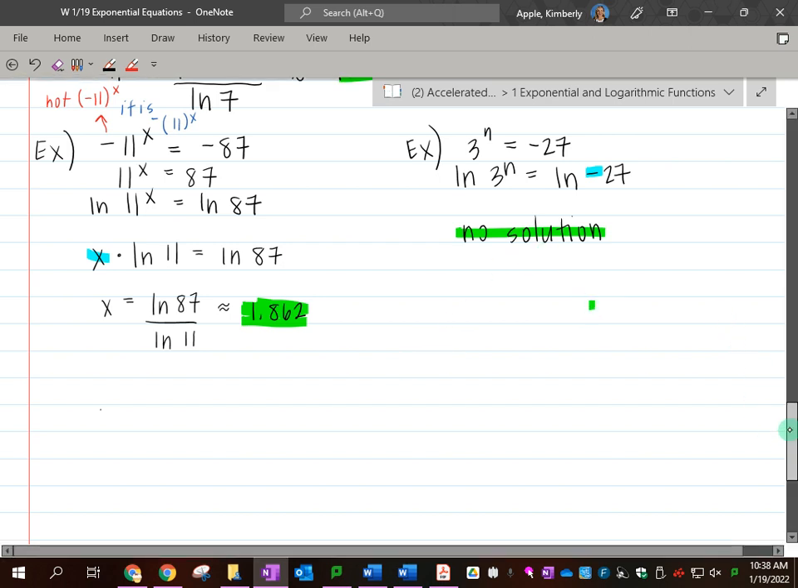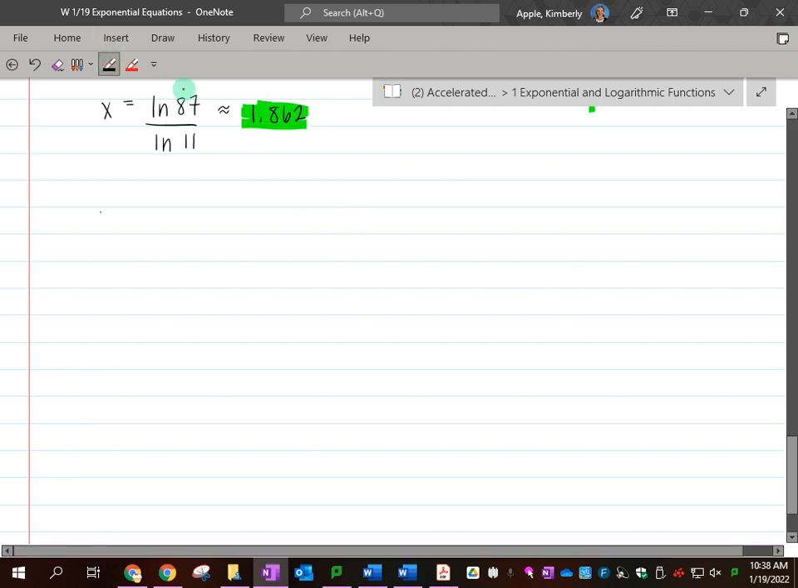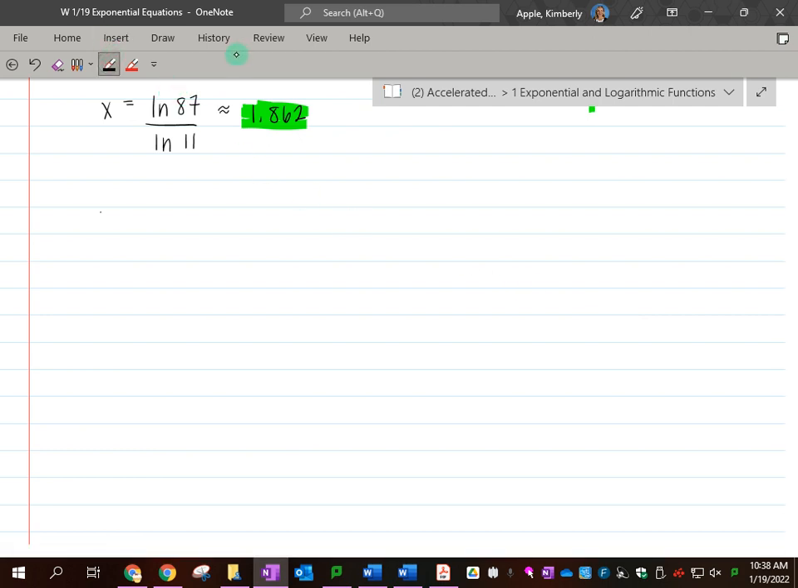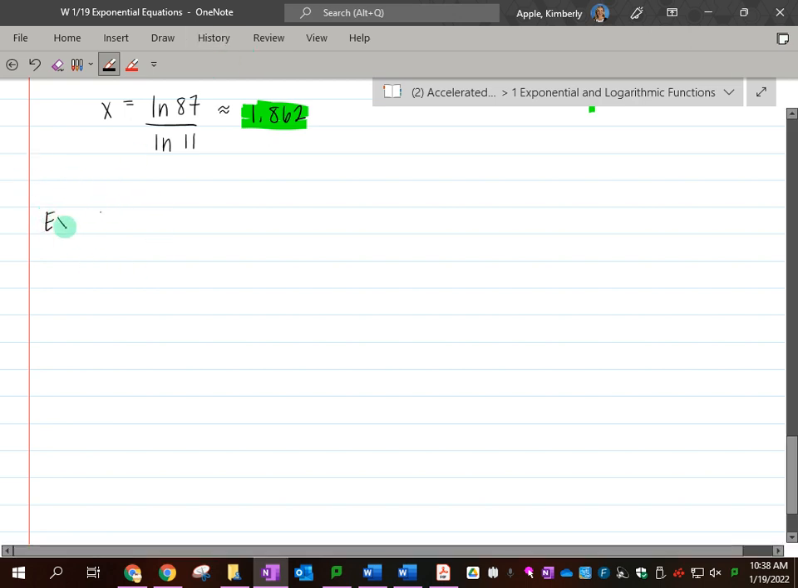All right, that's that one. Let's do another different case. Let's do this one. -7 times 20 to the a power equals -51. I cannot take the ln yet because the exponential is not by itself. It's got something hanging out here. So I need to divide by that -7 first. So this will be 20 to the a equals 51 over 7.